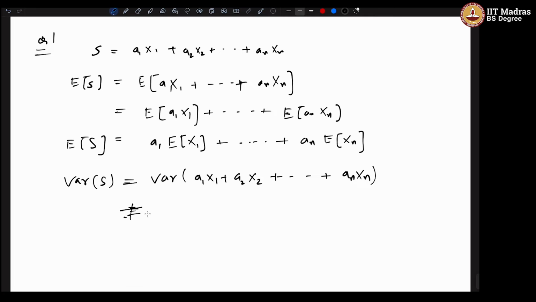So let me write this: it is not equal to a1 squared times the variance of x1 plus an squared times the variance of xn. This is not true. Why? Because x1, x2, xn are not independent.